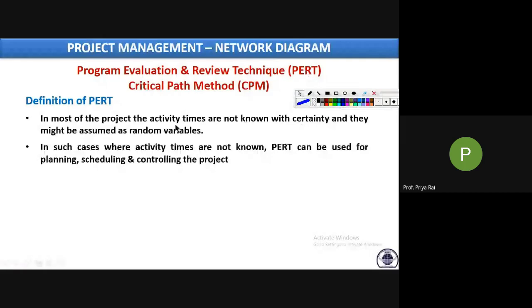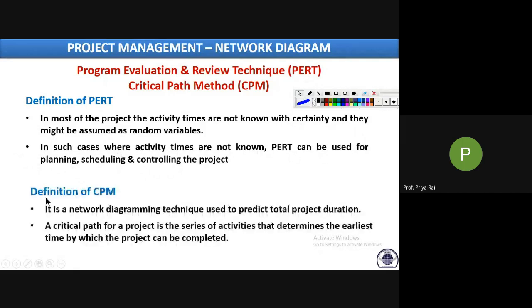See, in most projects, the activity times are not known with certainty, and they might be assumed as random variables. In such cases where activity times are not known, PERT can be used for planning, scheduling, and controlling. That means for project management, we can use PERT analysis. Whereas in CPM, it deals with the calculation or determination of the project duration, and there we are determining the critical path. That's why this method is known as the critical path method.